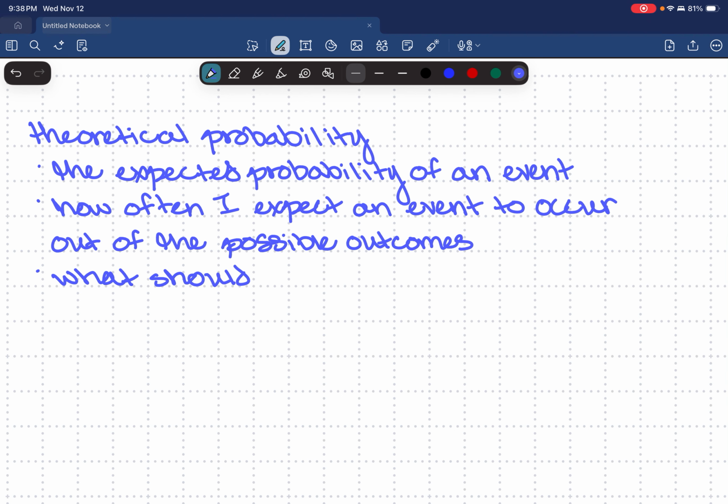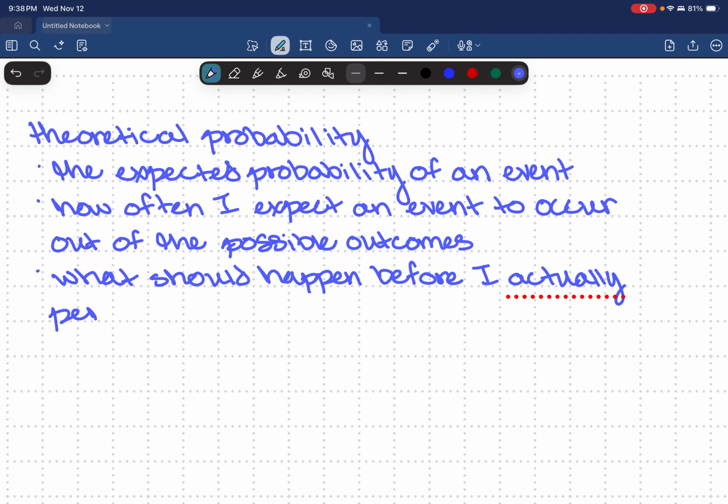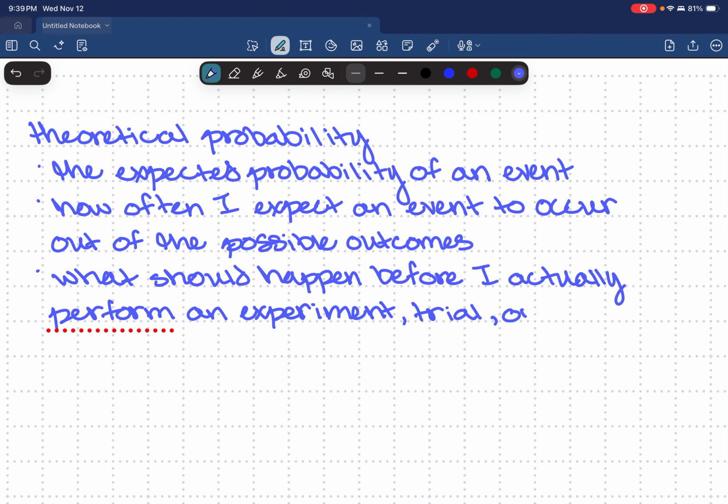So another way to think about it is what should happen before I actually perform an experiment, trial, or simulation.